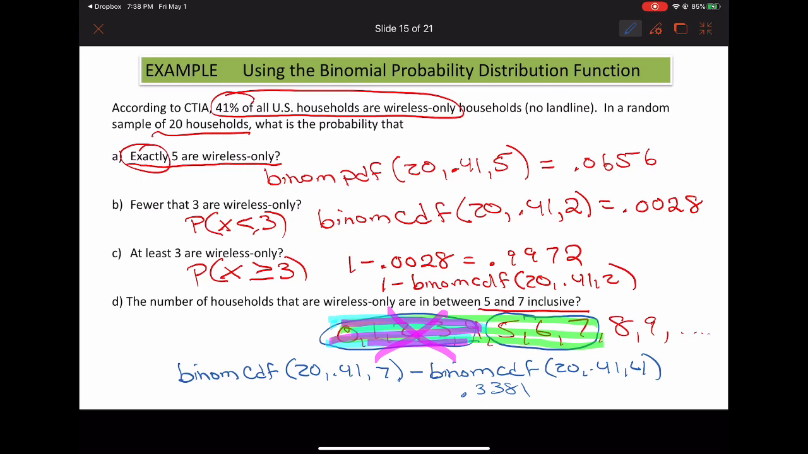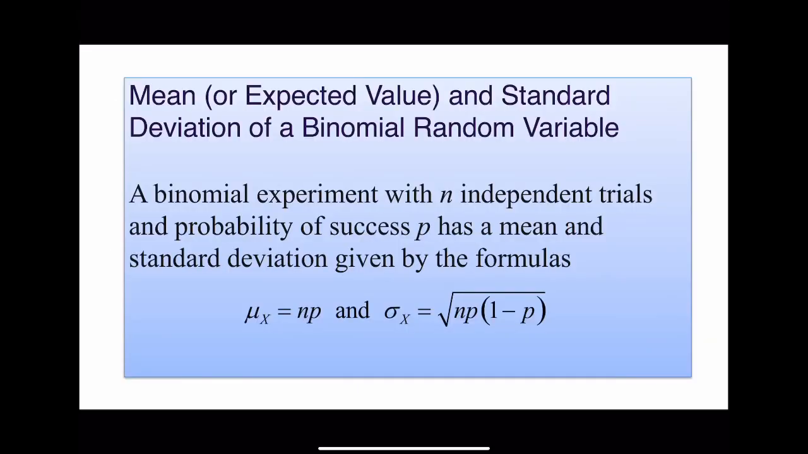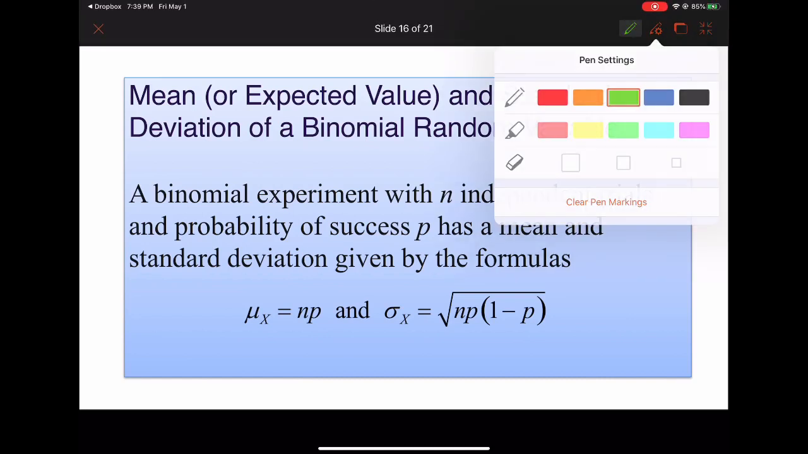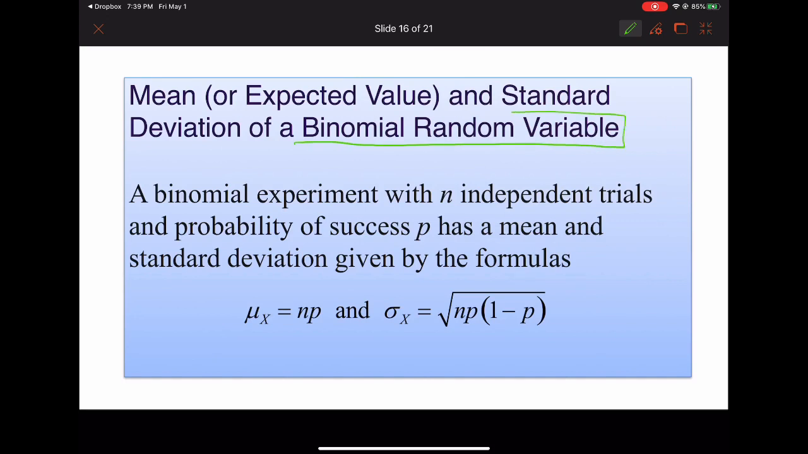All right, so let's continue. Let's talk about standard deviation. I mentioned in the last video that we are going to learn many different ways to calculate mean and standard deviation, or expected value and standard deviation. So this is for a binomial random variable. Make sure in your notes you are clearly marking what this standard deviation is for. It is for the binomial random variable.